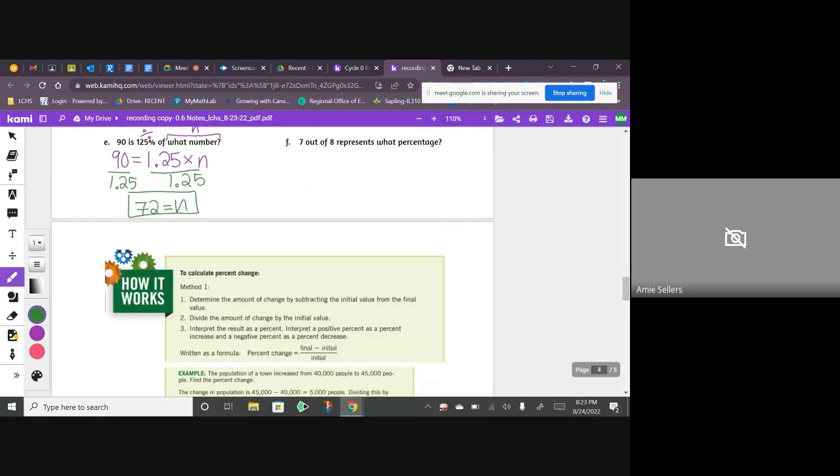For F, 7 out of 8 represents what percentage? So if we want to just find 7 out of 8, we can just divide. So 7 divided by 8, we get 0.875. Let's change it to a percent by multiplying by 100. We get 87.5%.